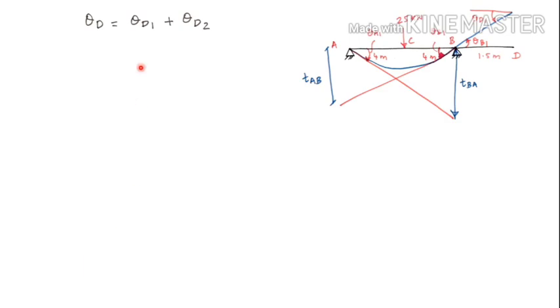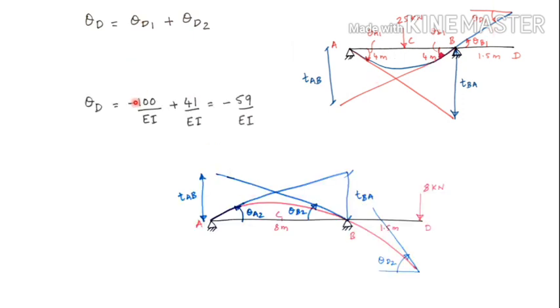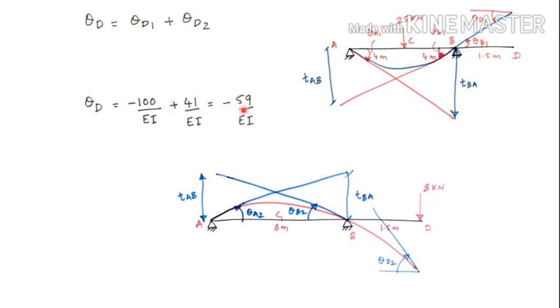Now we have to find the net value of theta D, which is equal to theta D1 plus theta D2. You see from the figure, theta D1 is anti-clockwise, so we have to take it as minus, and theta D2 is clockwise, so we have to take it as plus. So the value of theta D is equal to minus 59 by EI. This is the net value of rotation at joint D.